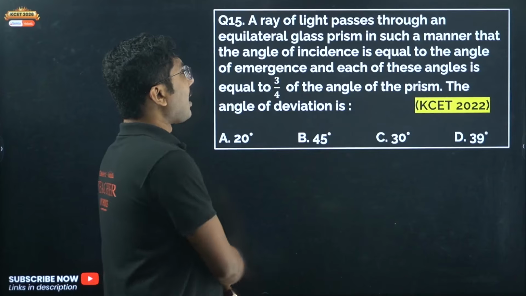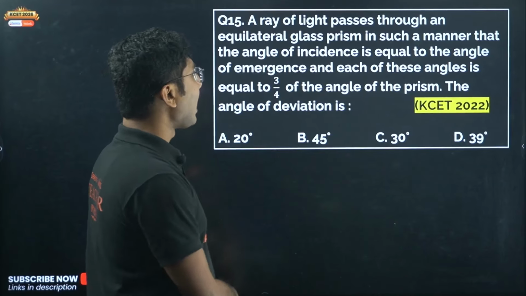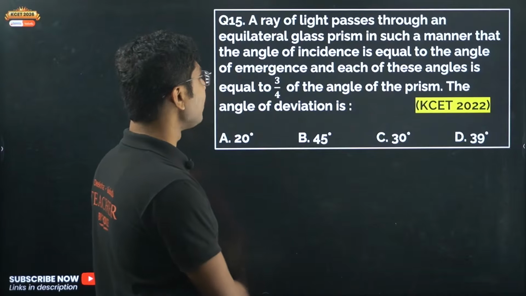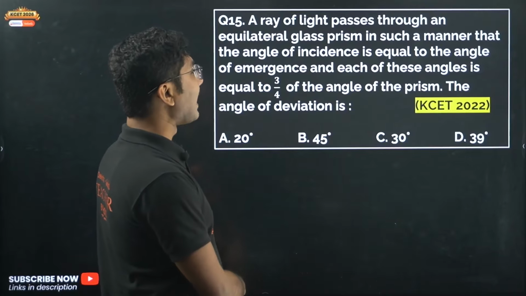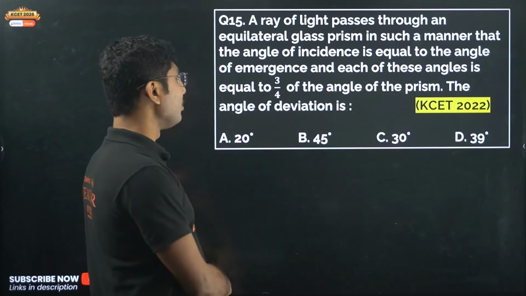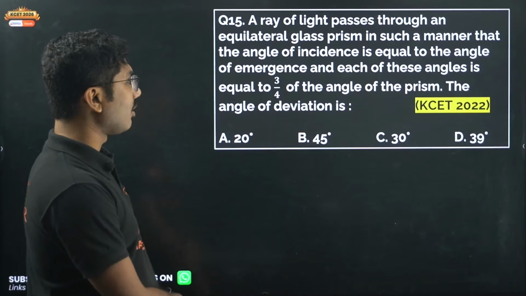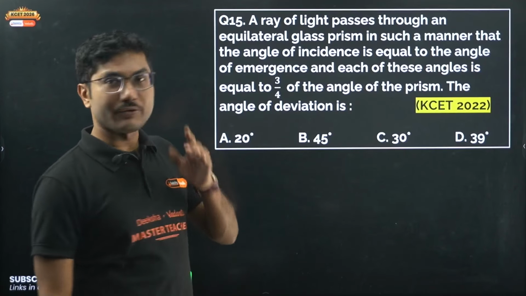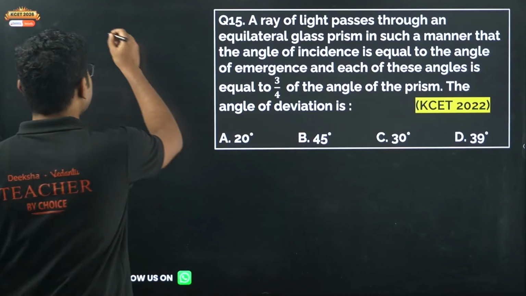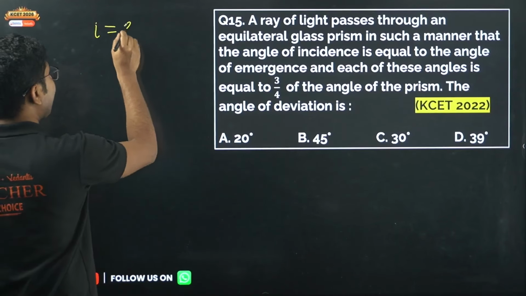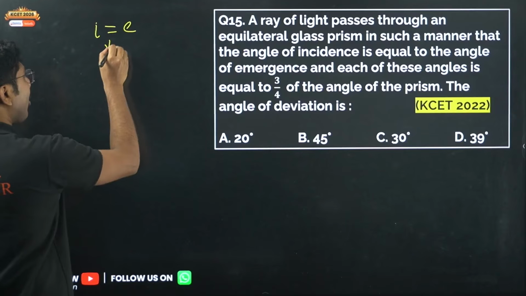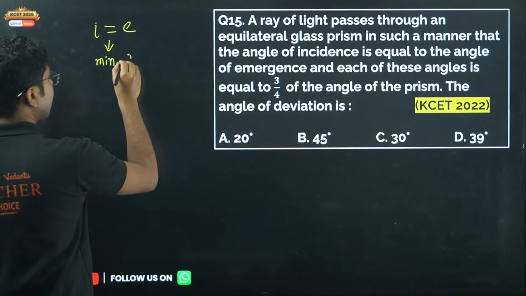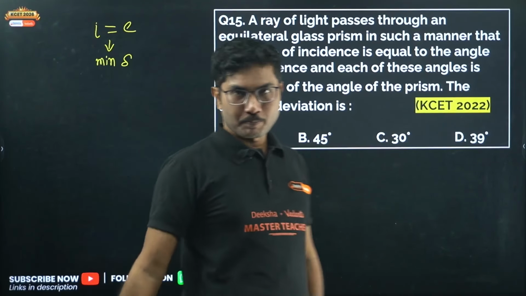A ray of light passes through an equilateral glass prism in such a manner that the angle of incidence is equal to the angle of emergence, and each of this angle is equal to 3/4 of the angle of the prism. The angle of deviation is, interesting question, easy question. So angle of incidence equals angle of emergence. That means this is the case of minimum deviation. That is, delta is minimum.